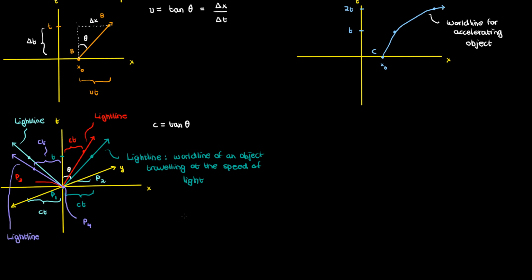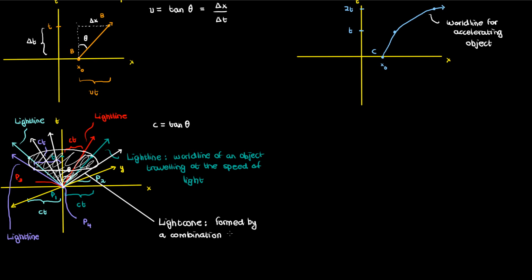And in general, if I drew a whole bunch of light lines going in all sorts of different directions in this two-dimensional space, I would get something that looks like this. Can you tell me, while simultaneously trying to overlook this rather messy diagram, what shape is formed by all of these light lines combined? That's right, the shape is a cone, and this is called a light cone. It's formed by a combination of a whole bunch of light lines going in all of these different directions.